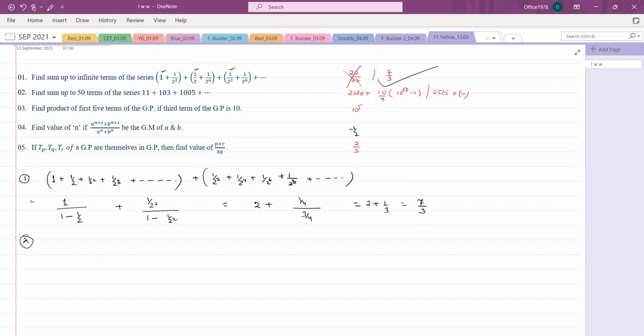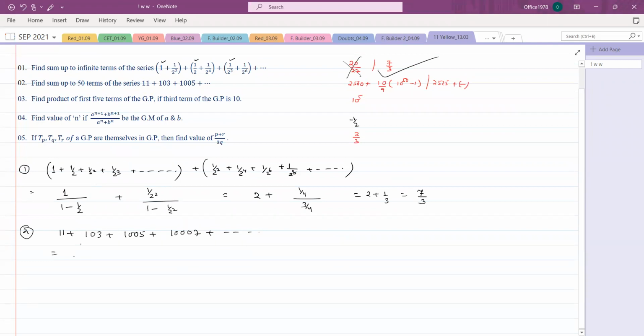Find the sum up to 50 terms of the series. Series given: 11 plus 103 plus 1005. What will be next? 10007, like that.